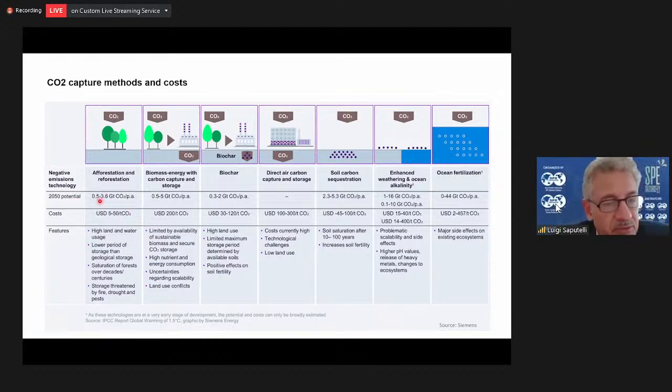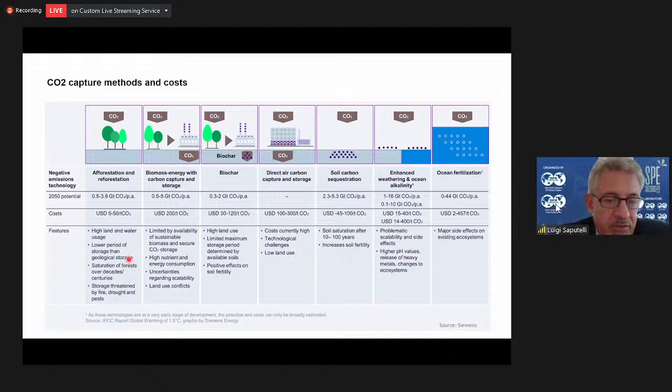Remember the number, 35 gigatons. And the cost of this is roughly $5 to $50 per ton of CO2. And there you can see a number of highlights. For example, you have to dedicate high land and water use. You have to use a lower period of storage than geological storage.